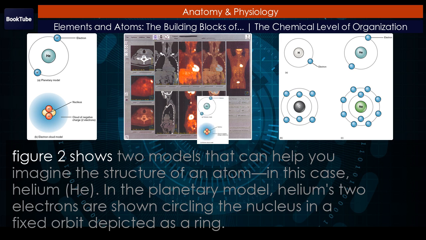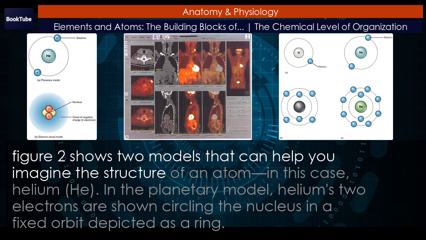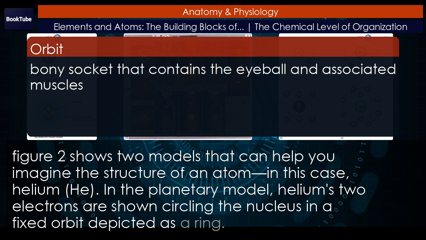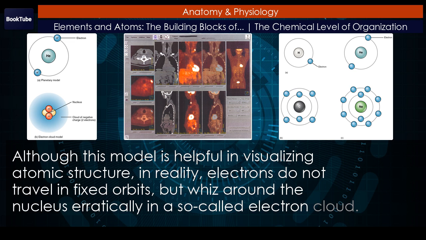Figure 2 shows 2 models that can help you imagine the structure of an atom. In this case, helium, He. In the planetary model, helium's 2 electrons are shown circling the nucleus in a fixed orbit depicted as a ring. Although this model is helpful in visualizing atomic structure, in reality, electrons do not travel in fixed orbits, but whiz around the nucleus erratically in a so-called electron cloud.